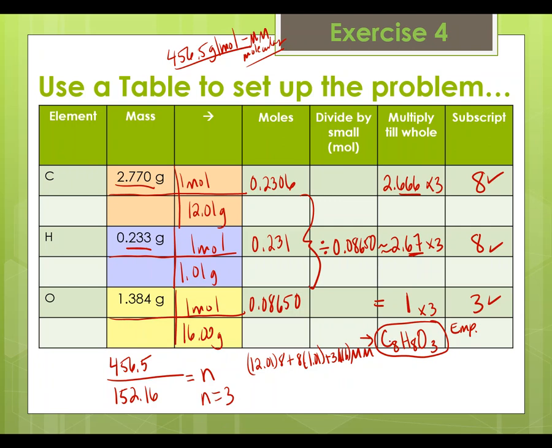So the multiplying factor then should be C24, right? Because 3 times 8 is 24, H24, and then O9. And that would be our molecular formula.